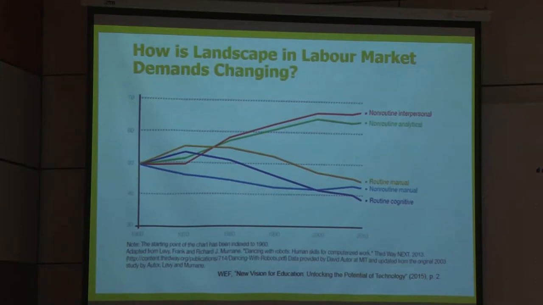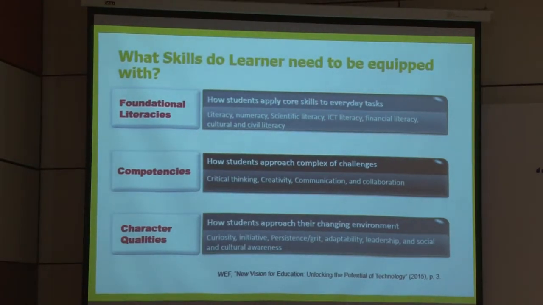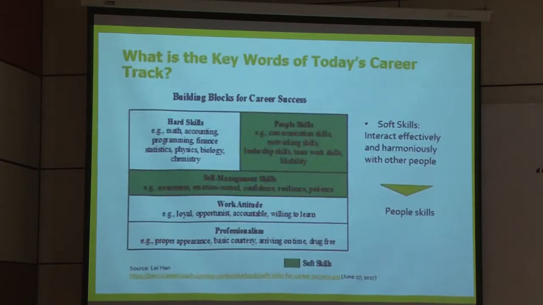And how is the landscape of labor market demands changing? As the graph shows, the demand for non-routine interpersonal and non-routine analytical skills is increasing now. And what skills do learners need to be equipped with? According to Klaus Schwab in his article, New Vision for Education, Unlocking the Potential of Technology, he mentioned three foundational areas: foundational literacy, competencies, and character qualities. Actually, he stressed competencies and character qualities. So I will explain a little more about two aspects here.